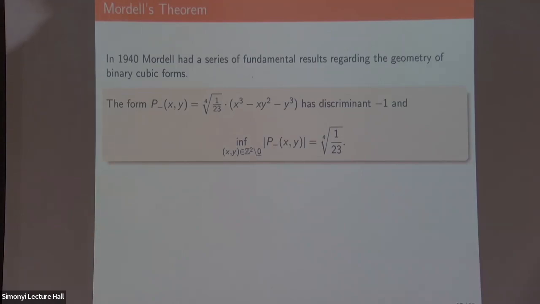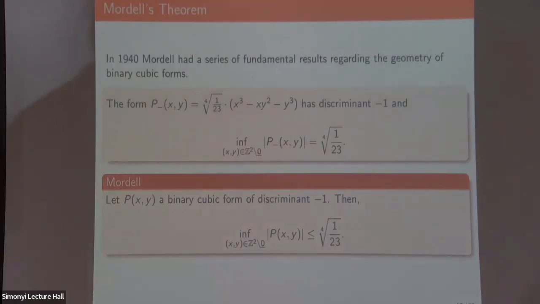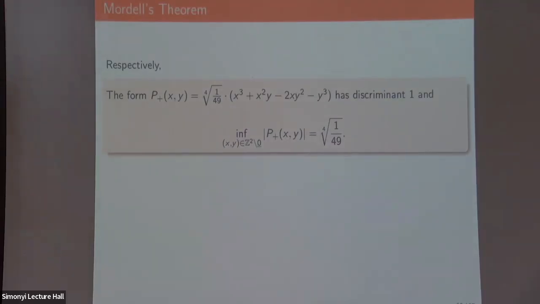So the amazing theorem that Mordell was able to prove is that this is an extremal form. You can't do any better than this. If you choose any binary cubic form of discriminant minus 1, the infimum is at most this number. And for an intuition why this could be happening, 23 is the smallest discriminant of a complex cubic field. Okay, and for positive discriminant, he took the smallest discriminant, which is 49 for totally real cubic fields.